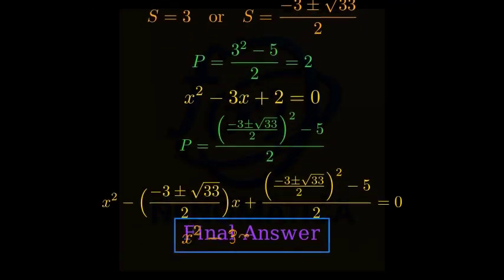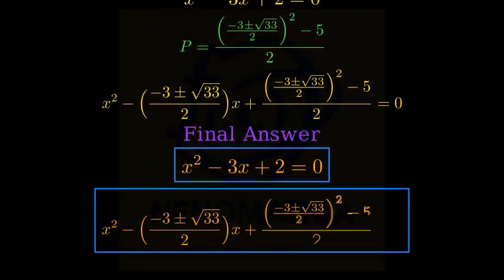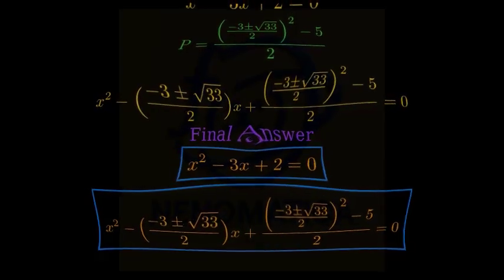Final result. There are three possible sums S, each producing a quadratic with those roots. One clean explicit equation is x squared minus 3x plus 2 equals 0. The other two are obtained by substituting S equals negative 3 plus or minus the square root of 33 over 2 into x squared minus SX plus P equals 0.